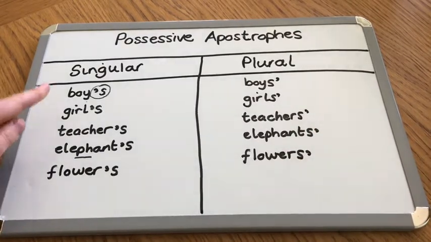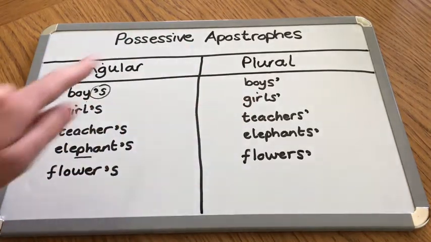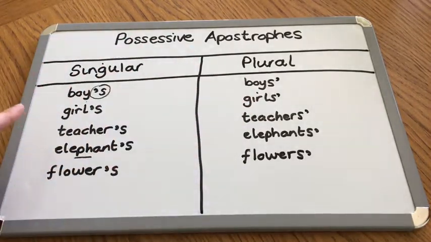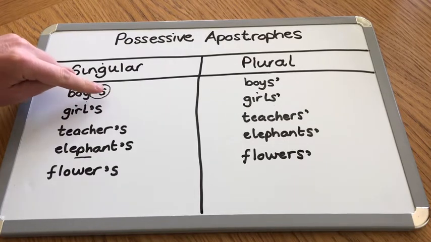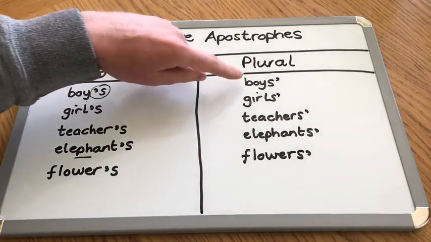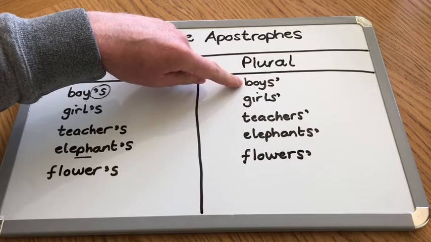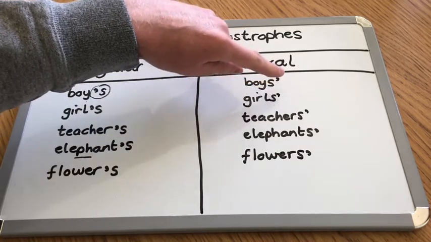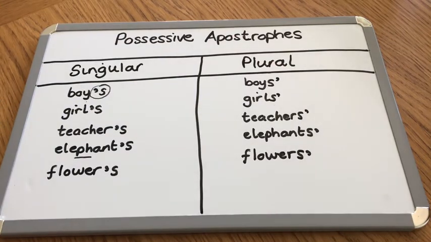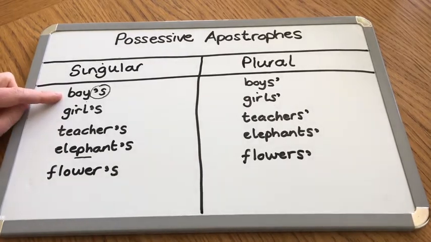So now both of these types of words show possession. In this version, it's one boy who owns something, and in the other word, boys, it's many boys, more than one, who own something or possess something. You're doing really well so far. So now, why don't we think of some examples for these words? So boy, what would a boy own? Could be a coat.